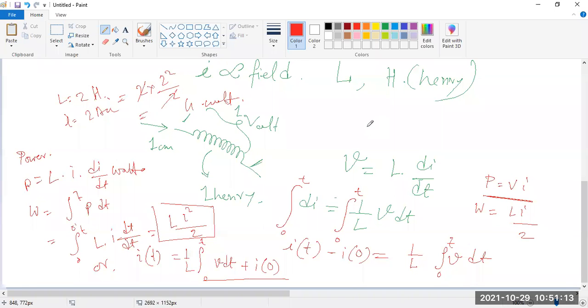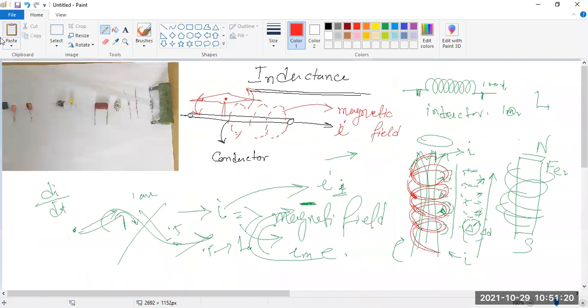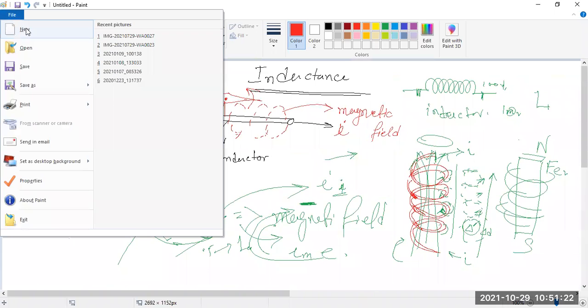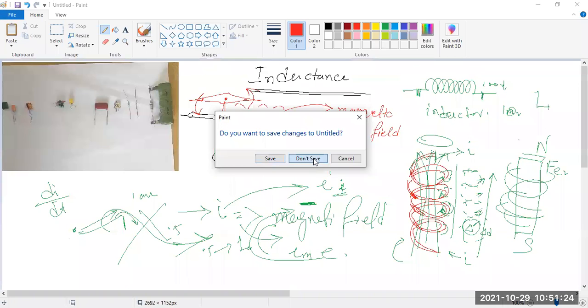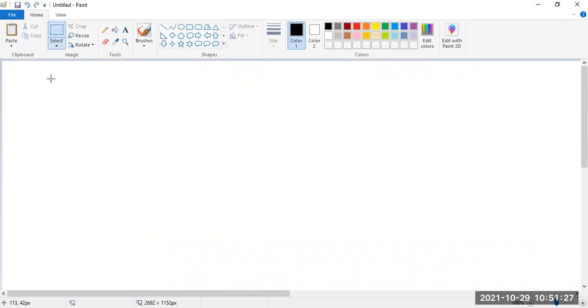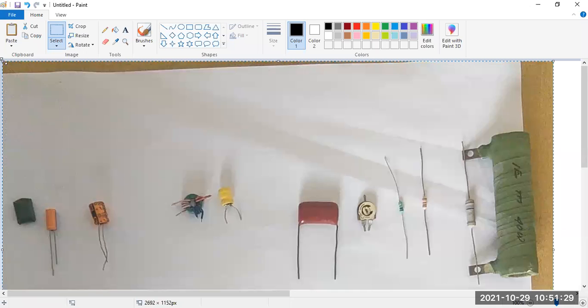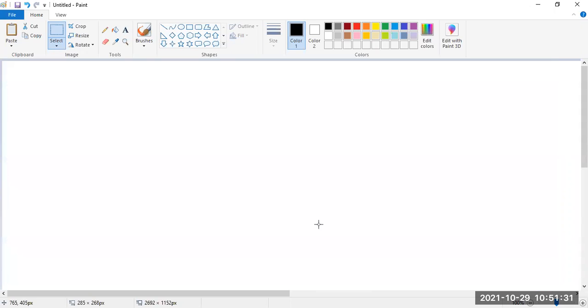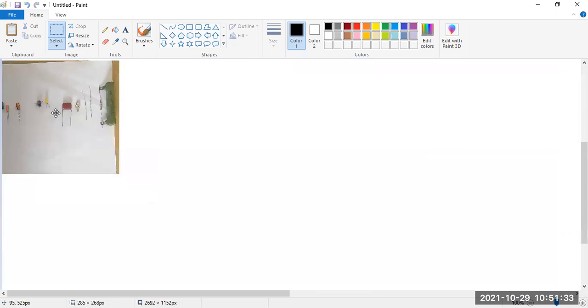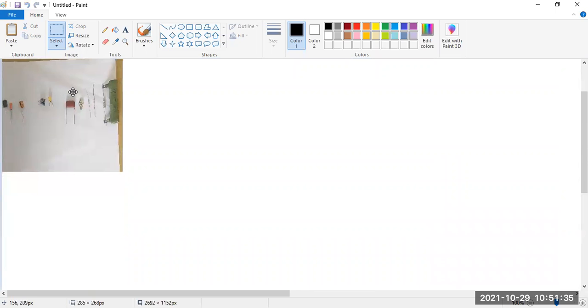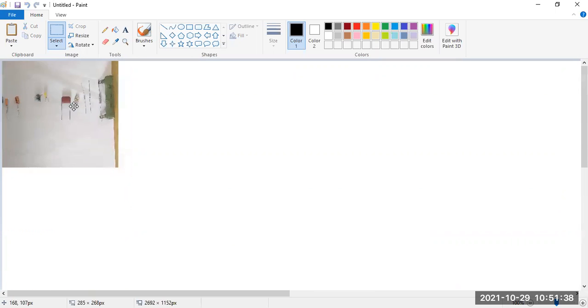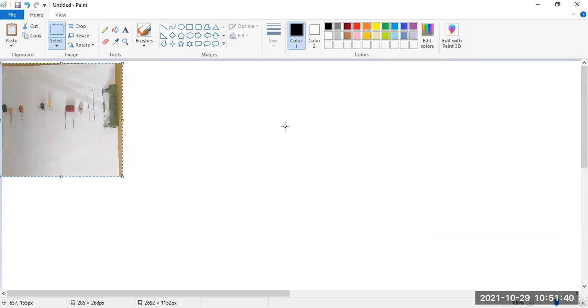Okay guys, have you any questions regarding this? Okay. Okay. Now some special things about this inductance.